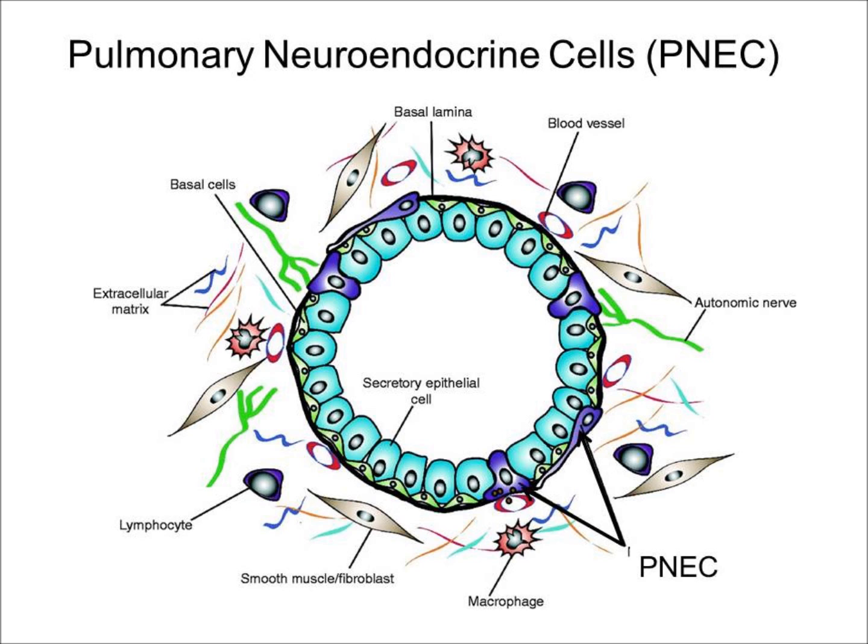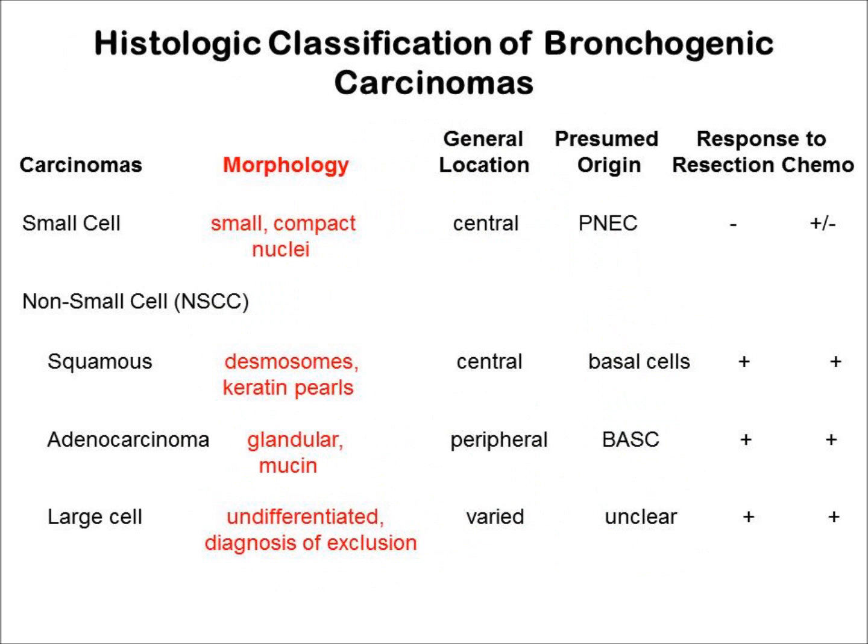In either case, they are relatively rare cells and difficult to identify without special staining. I will now consider the classification of bronchiogenic carcinomas. Traditionally, these carcinomas have been classified according to their histological morphology into two major groups: small cell carcinoma and non-small cell carcinomas, or NSCC. And the non-small cell carcinomas can be further subdivided into three groups: squamous cell carcinoma, adenocarcinoma, and finally large cell carcinomas.